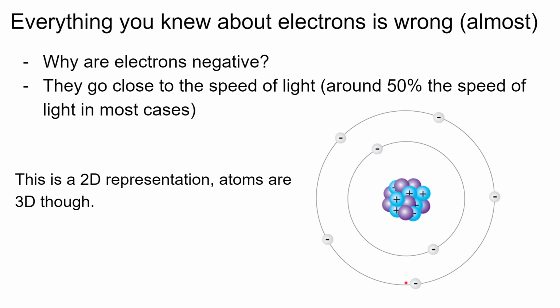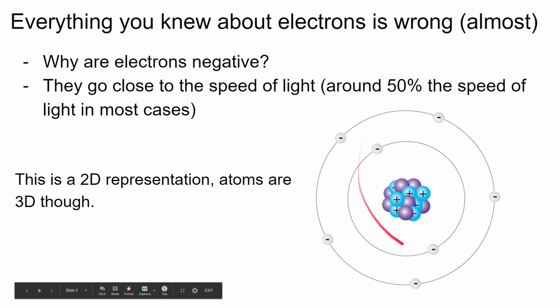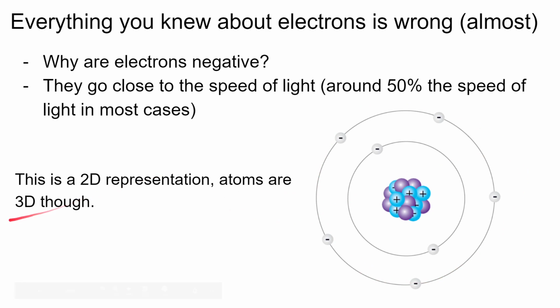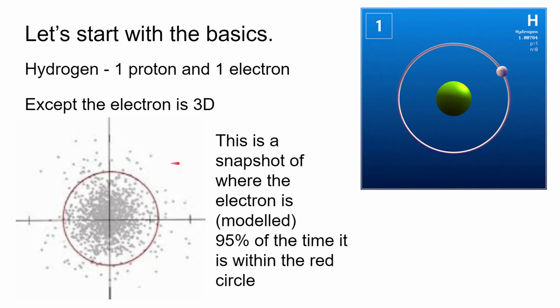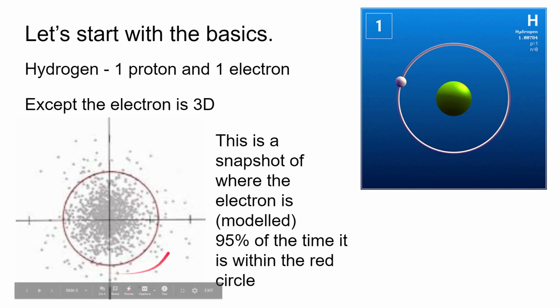So, everything you know about electrons is wrong, and you probably have learned it like this. We've got 2 electrons in our inner shell, and then up to 8 in our second shell. This is a 2D representation, but you need to remember that atoms are 3D. So what does that mean? It doesn't look like this, and instead it's going to look like this.